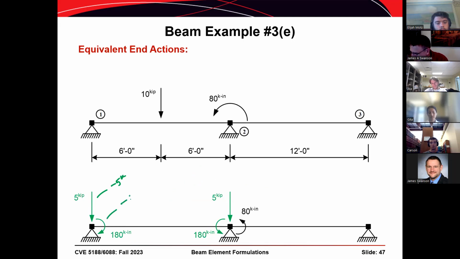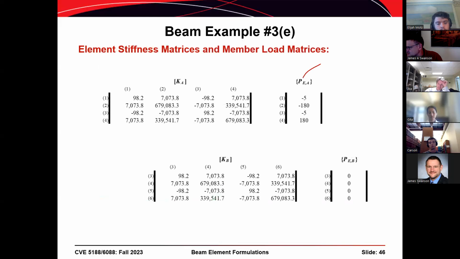This is actually going to be -180 kip inches because it's acting opposite to what is positive. Remember, we had a positive degree of freedom like that. Positive degree of freedom here is 3 and then 4. And so this is going to be a -5 kips again, and this is acting in the same direction, so this is going to be a positive 180. And so that's how we get to the equivalent end actions that are shown here.